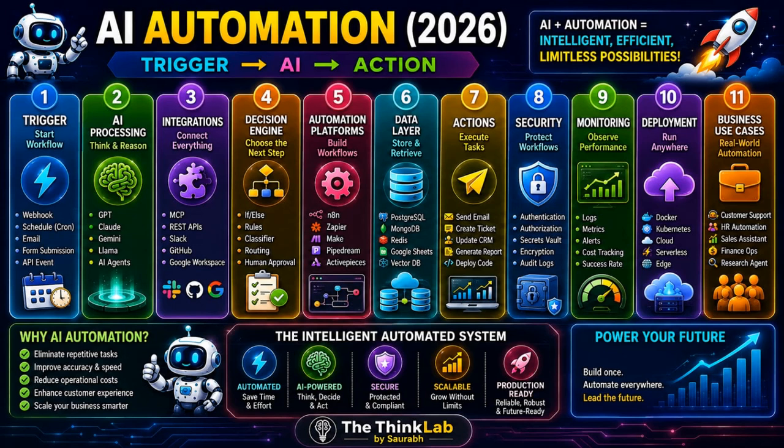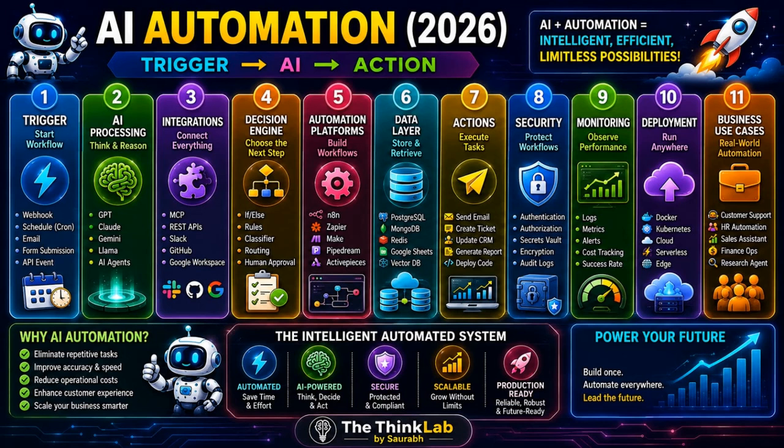So if you check the bigger picture flow, every AI automation starts like this: trigger, AI, action. But inside this simple flow there are multiple layers, right? Inside this trigger, AI, action, there are multiple layers. So let's break it down, right?